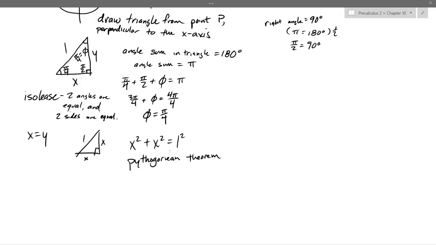Right triangle, which means two sides are the same. So we just relabeled it. Instead of a y up here and the x being the other side, they're the same, so I just call them both x. So x equals y means that's how you say they're the same in math.